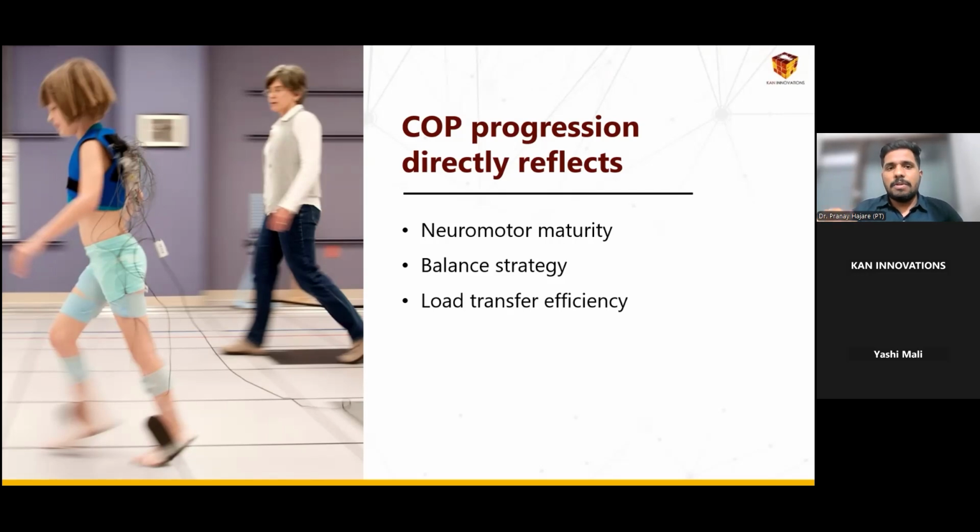In children, the COP becomes more linear as the central nervous system matures, which indicates that the smoother the center of pressure is, the better the CNS integration will be.